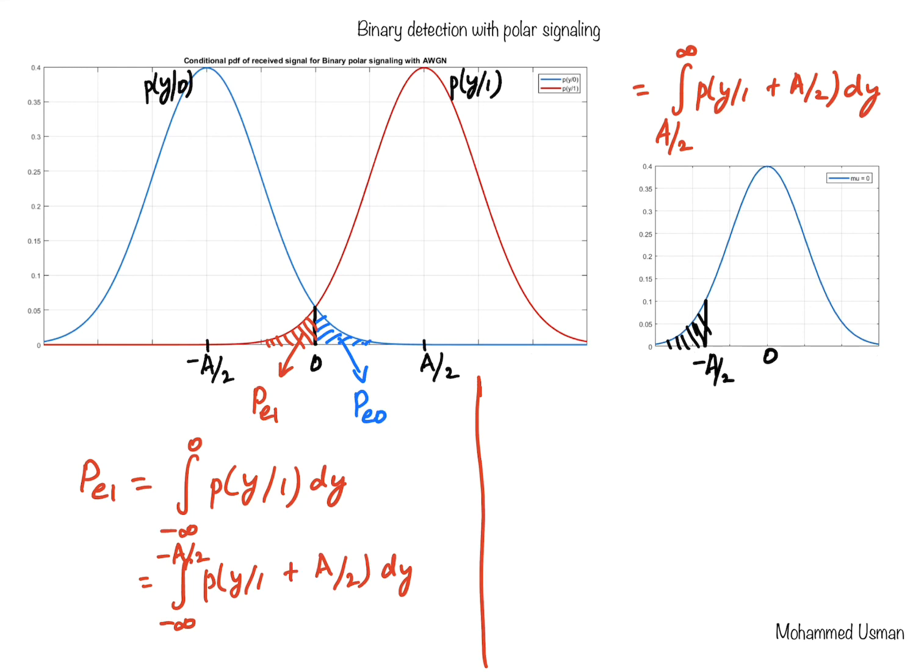So now we have brought this PDF to the left and made it centered on 0, and we are computing this area from minus infinity to minus a by 2. So it's the area under the tail on the left hand side of the Gaussian PDF. Now, because of the symmetric nature of the Gaussian PDF, this area here is the same as the area on the right side. So these two are both equal. So minus infinity to minus a by 2, which is this area, is the same as this area, which is a by 2 to infinity.